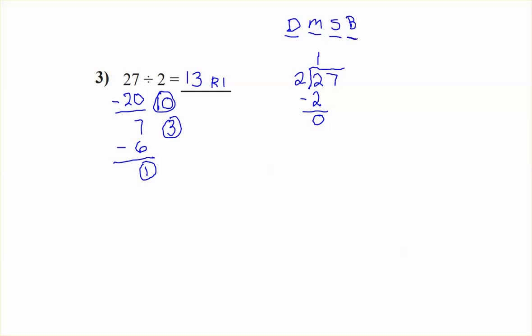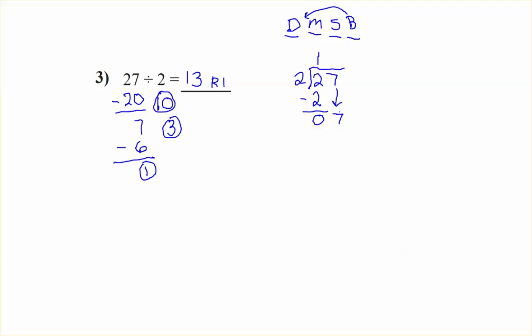And now if there's anything left to bring down, I'm going to bring that down, and there's a 7 right there. Okay? So, whenever you bring something down, you've got to start back over at the beginning again, and you have to do the division again. A lot of people want to stop right here and say the answer is 1, remainder 7. But that's not true, because we have to figure out how many times 2 will go into 7.